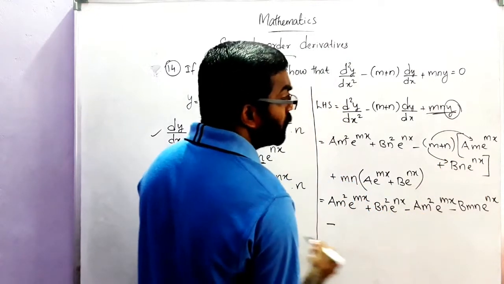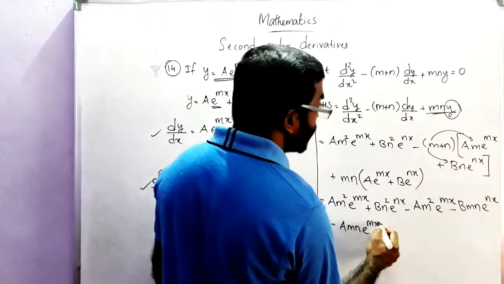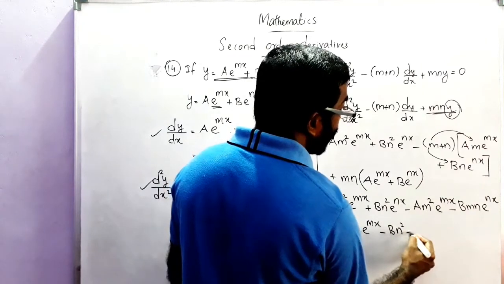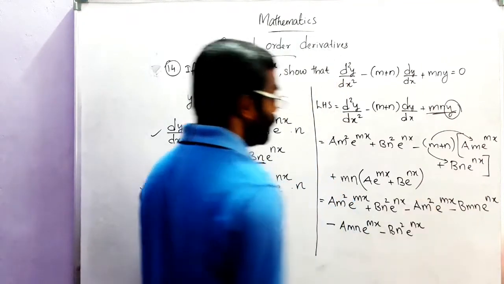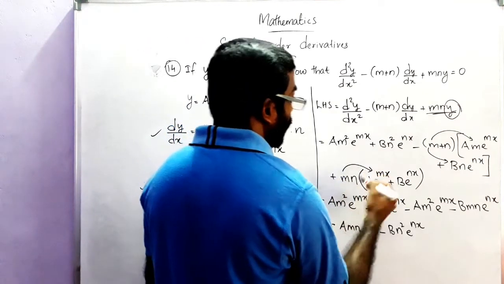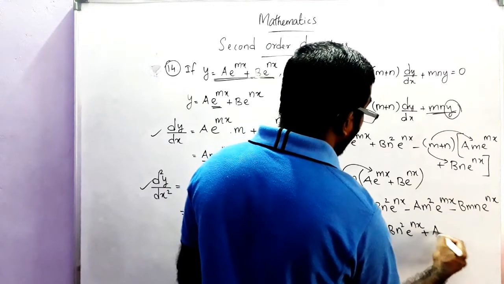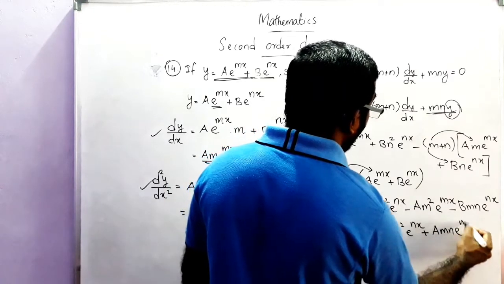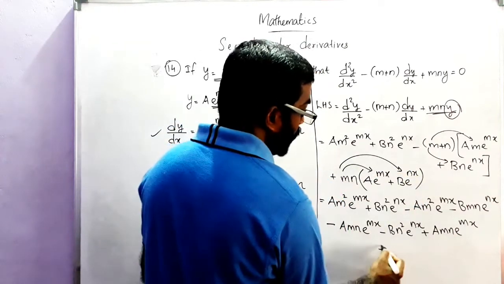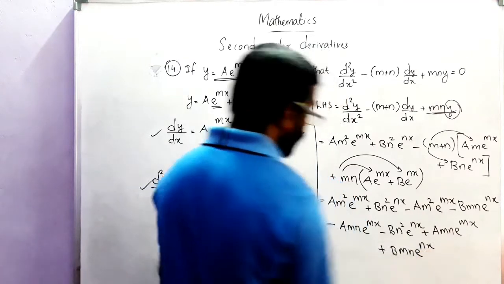Similarly, n into first term, n into second term. So minus a m n e^(mx), then minus here b n² e^(nx). Similarly, we can multiply this one mn into a into e^(mx), that is plus a mn e^(mx), then mn into the second term, that is plus b mn e^(nx).